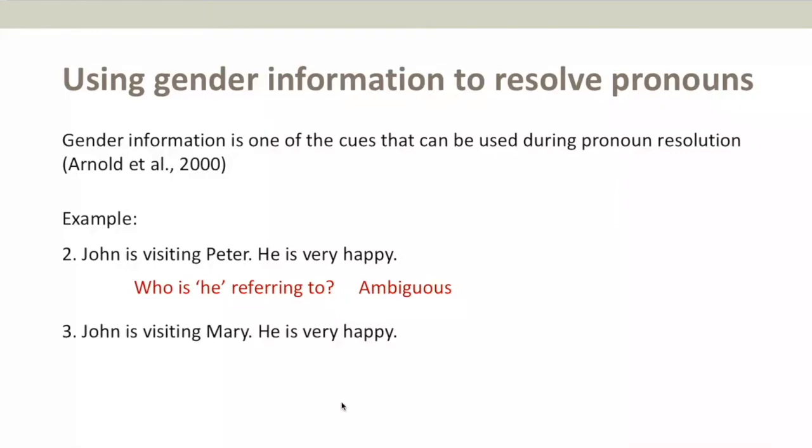But let's say I have sentence 3. John is visiting Mary. He is very happy. In this sentence, who is he referring to now? It's kind of obvious that he is now referring to John, because John is the only antecedent that has a gender matching with the pronoun he. If I'm trying to refer to Mary, I would use she, right? So as you can see, we can use gender information as a cue to resolve pronouns.